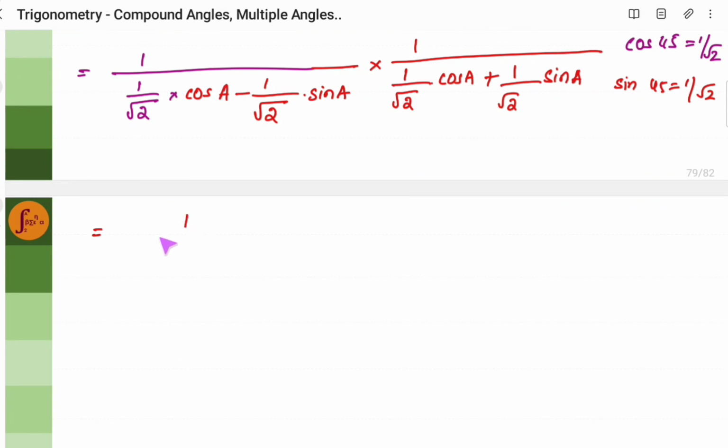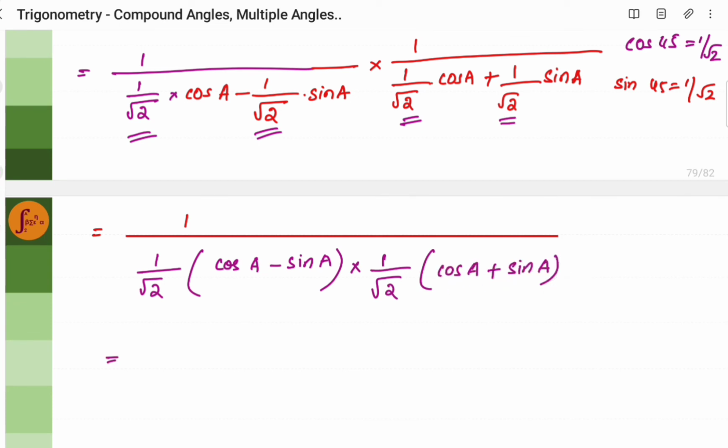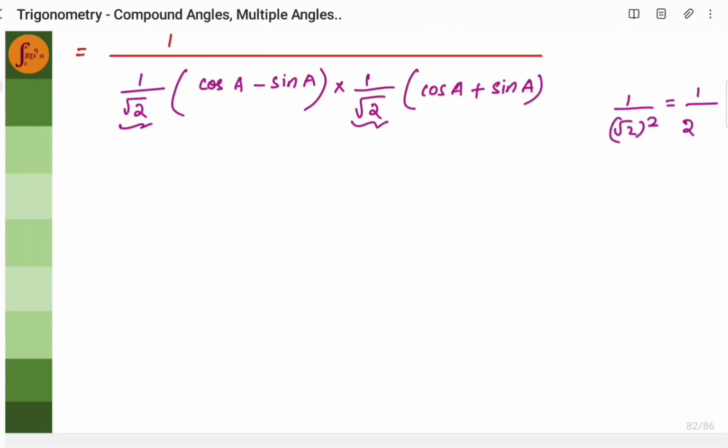1 into 1 is 1, right? We'll take 1 by root 2 as common here, and here also there is 1 by root 2 common. So we'll get cos a minus sin a into, here also we'll take 1 by root 2 as common, we'll get cos a plus sin a. Now we'll multiply 1 by root 2 into 1 by root 2, which is 1 by root 2 the whole square, which is half. So we'll get 1 by half into cos a minus sin a into cos a plus sin a.